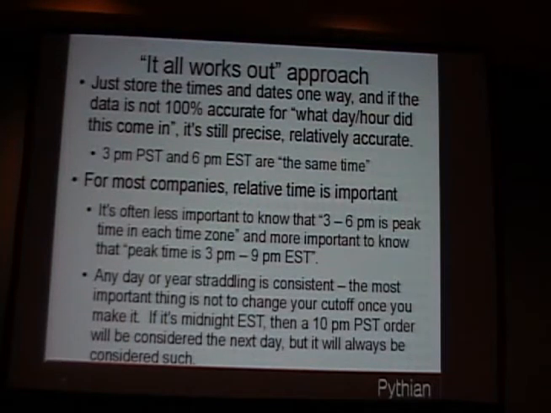Any day or year straddling is consistent. So for example, if it's midnight Eastern time and 10 p.m. Pacific time, an order is actually going to be considered the next day because 10 p.m. Pacific time is 1 a.m. Eastern time. So in your records, it'll say, oh, Joe Bob from California ordered a widget on April 13th, even though they ordered it April 12th.